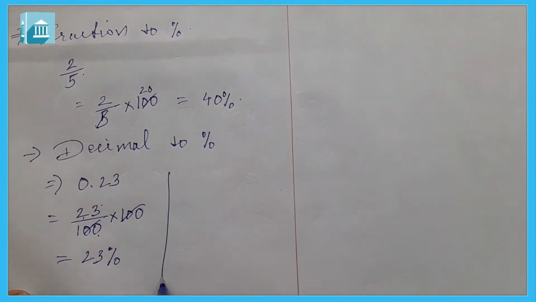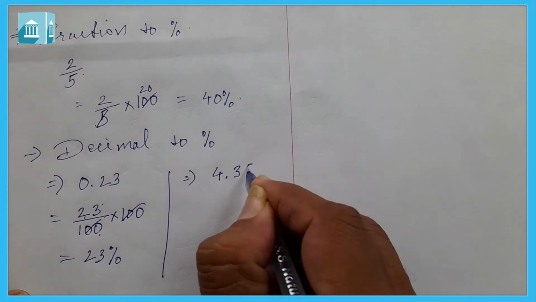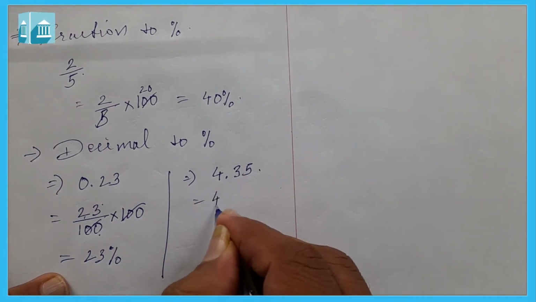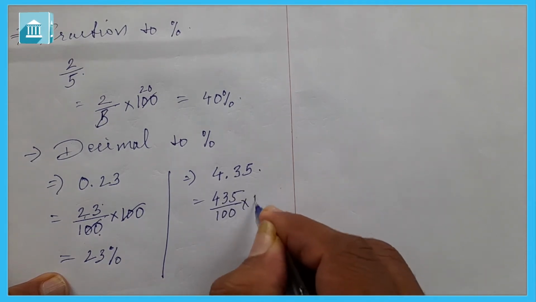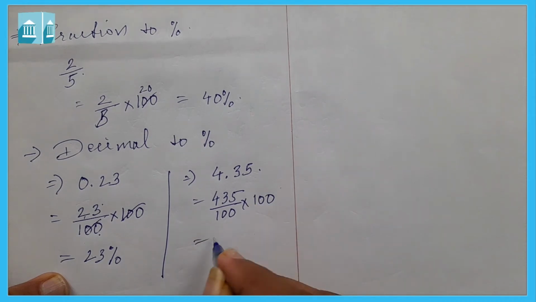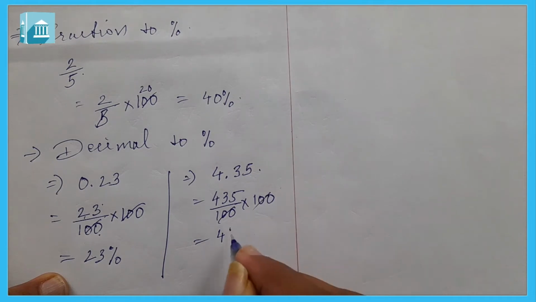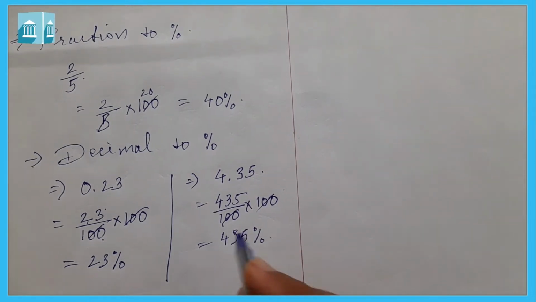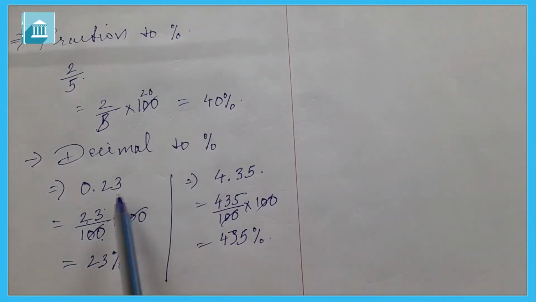In the same way, suppose the decimal is 4.35. Now convert this into percentage. It will be 435 upon 100 multiplied by 100. The 100 cancels, so it is 435%. So in this way we can convert fraction to percentage and decimal also to percentage.